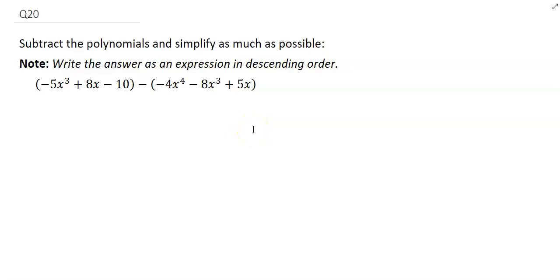Subtraction of polynomials. We have a trinomial subtracting by another trinomial. So the first thing that I'm going to take care here is that when I have a negative applied to a whole polynomial, I will have to change the sign of each coefficient of the trinomial. So here I don't need the parentheses because there is nothing in front of it.